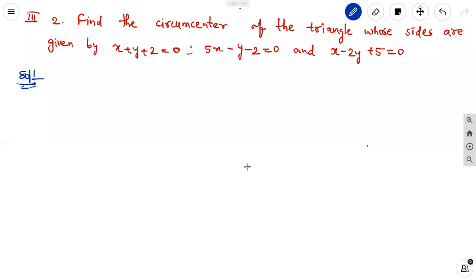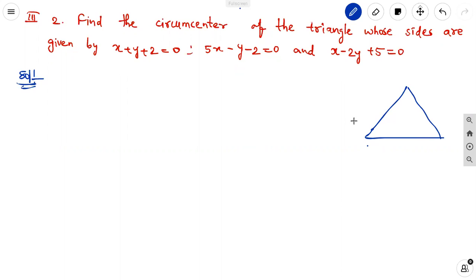Third bit, second problem. Find the circumcenter of the triangle whose sides are given by x plus y plus 2 equal to 0, 5x minus y minus 2 equal to 0, and x minus 2y plus 5 equal to 0. First, we can draw the triangle.